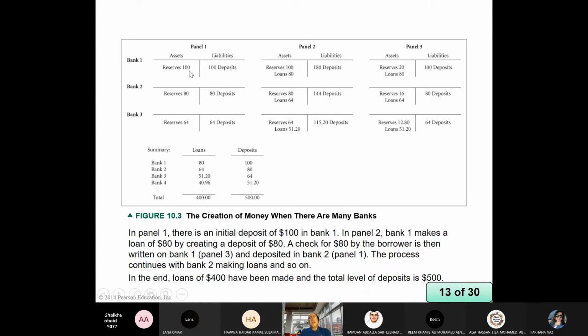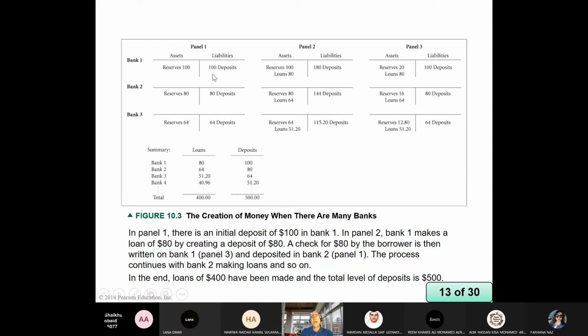See here, the initial deposit made by Salim makes multiple increase in total deposits worth of 500. Why I say 500? Because there is a term called money multiplier. Money multiplier equals 1 divided by 0.2. 1 divided by 0.2 equals 5. So any dirham as a reserve will create multiple increase in deposits of 5.